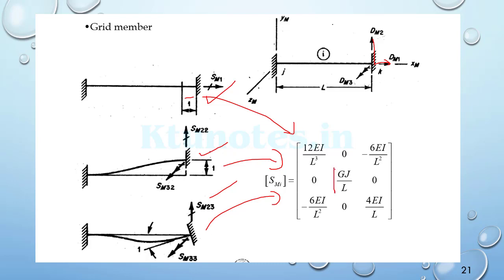We previously discussed that the flexibility coefficient was actually TL by GJ when torque was applied. When a unit torque was applied, the corresponding flexibility coefficient was L by GJ. Now the stiffness, which is 1 by F, will be GJ by L. Compare this with the flexibility method from the last video, how we formulated it for the plane grid member.